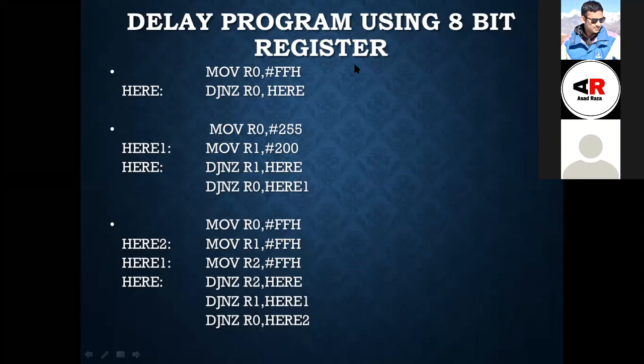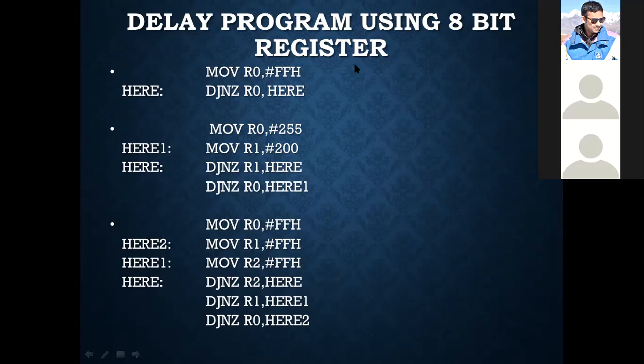Until the value of R0 will be zero. So how many times will it be repeated? How many times? I want the number. So 14 times. Why 14?